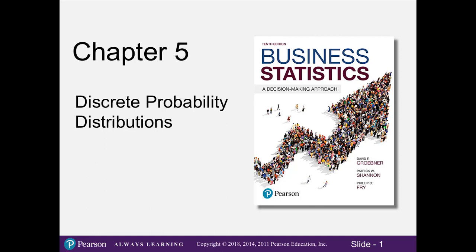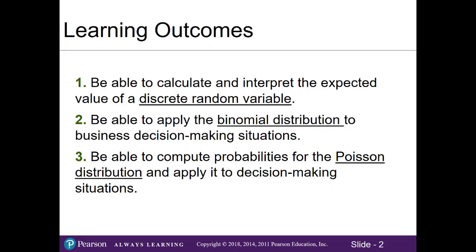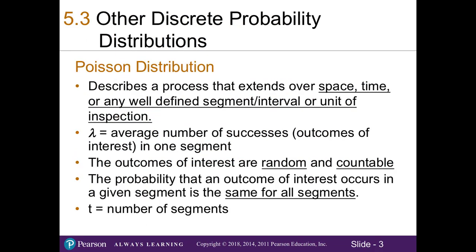Chapter 5, Discrete Probability Distributions. In this video, we'll learn about the Poisson distribution and how to apply it to decision-making situations. So the Poisson distribution is where we want to figure out the probability of something occurring over space, time, or a well-defined segment or interval or unit of inspection.